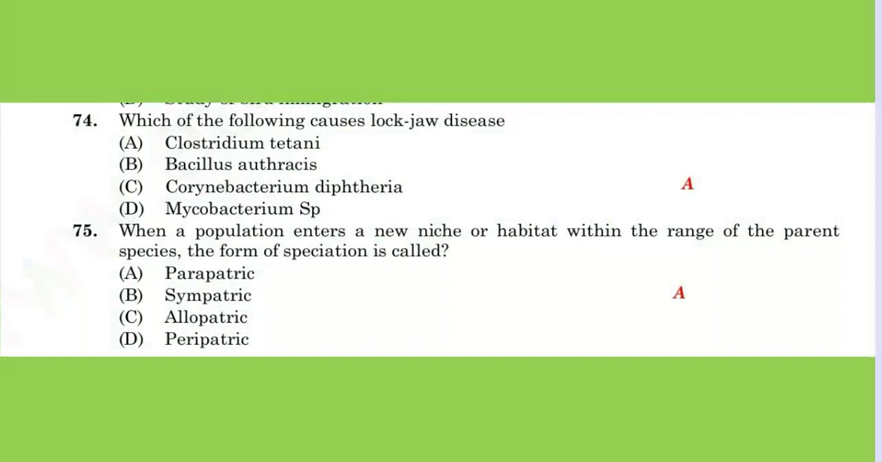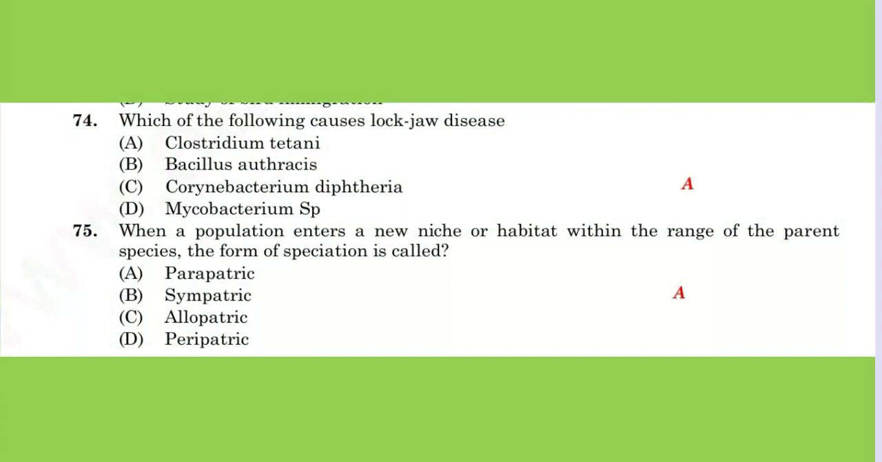Reading the other options, like Bacillus anthracis. It is a spore-forming gram-positive bacterium that also produces a toxin. The spores of this organism were used for bioweapons, and it causes a disease that is anthrax. Option C, Corynebacterium diphtheriae. This causes a disease that is diphtheria. Among Mycobacterium species, Mycobacterium leprae causes leprosy. Mycobacterium tuberculosis causes TB. So option A is the answer to this question.